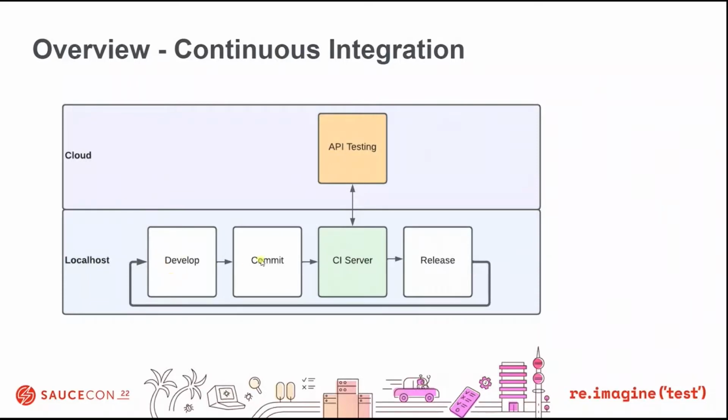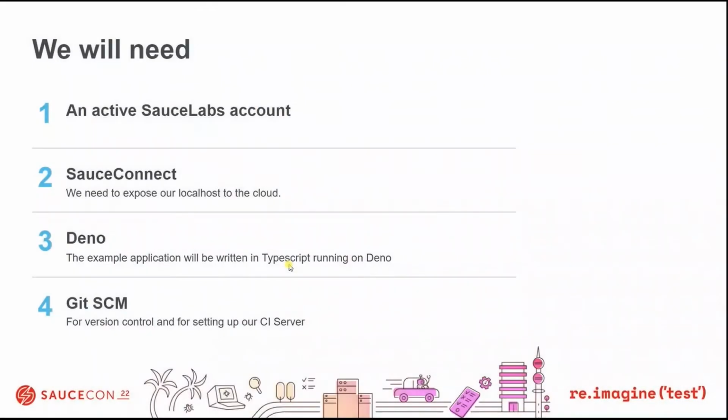We will use the API Testing product in the cloud, and in our local environment, the CI process: we develop, commit, and the CI server, which is also our computer, and the release process is basically running the application locally. For this, we will need an active Sauce Labs account for creating our testing project, and Sauce Connect for running a tunnel that will allow the cloud to access our local computer. Deno will be our runtime because the code will be written in TypeScript, and we will use Git for source control and the CI server.